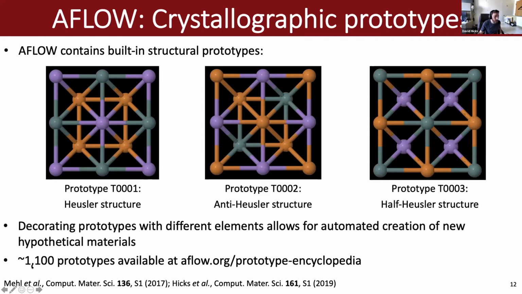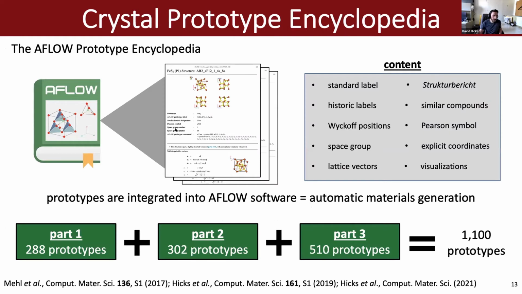And so we currently have 1,100 prototypes available online via our Prototype Encyclopedia. And you can actually see where we got the structures and you can actually generate them online. And so this is an endeavor that we've been working on for the past couple of years. And so this is the AFLOW Prototype Encyclopedia. And you can basically find, we have a web version. We also have a document version. So basically you can look up these prototypes, find all their different symmetry characteristics, visualizations, and things like that.